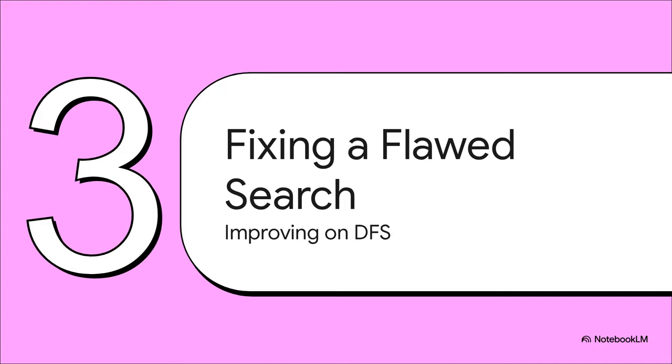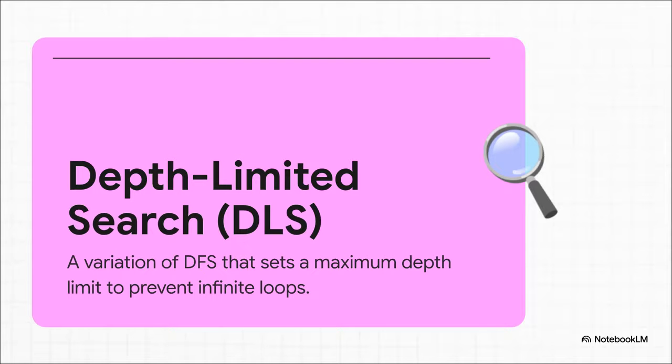So that leads to a pretty obvious question, right? DFS is amazingly fast and efficient with memory, but the fact that it can just get lost forever is a huge problem. So how do we fix that? Well, the first kind of simple fix is something called depth-limited search, or DLS. And it's exactly what it sounds like. It's just regular old depth-first search, but we put a leash on it.